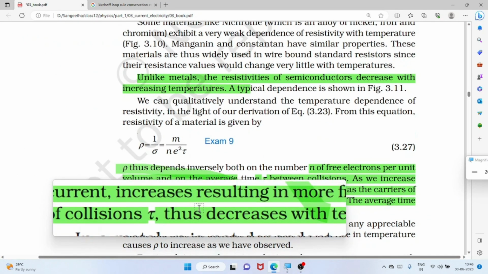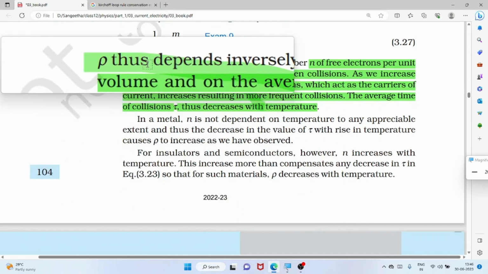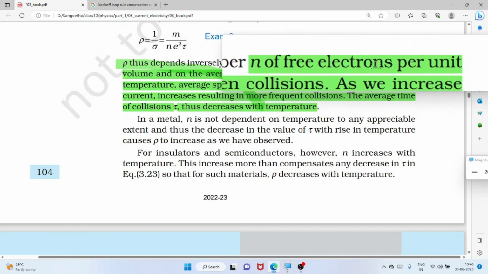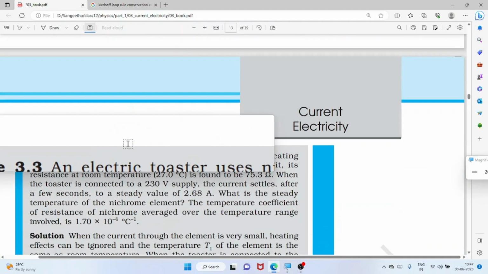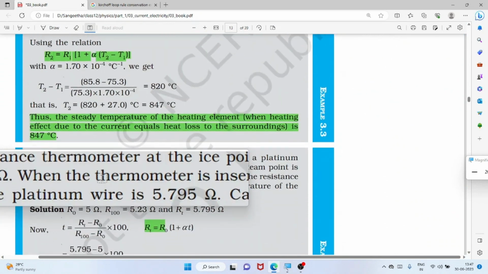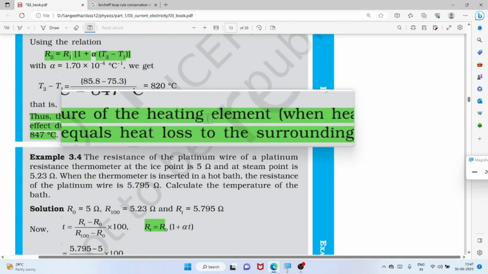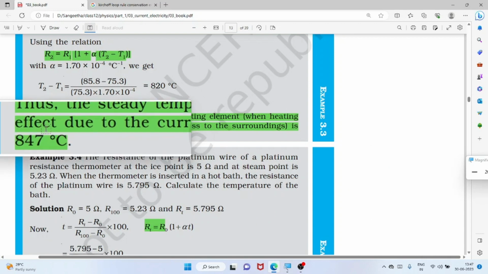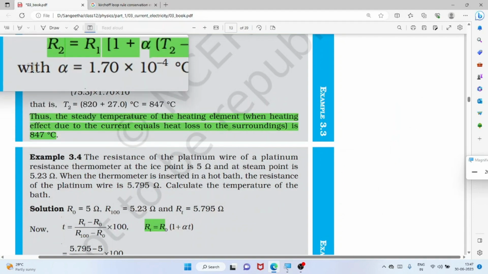Unlike metal, the resistance of the semiconductor decreases with increasing temperature. A conductor's resistivity increases with temperature, but a semiconductor's decreases with increase in temperature. It depends inversely upon the number of free electrons per unit volume. The steady temperature of the heating element is reached when the heating effect due to the current equals the heat loss to the surroundings. So you can go through that example.